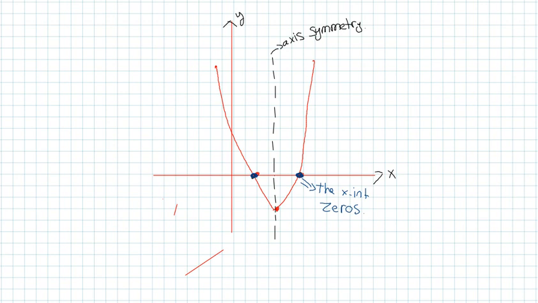A parabola can have a maximum of 2 x-intercepts. You can't have more than 2 x-intercepts. But we also have some situations where we have only 1 x-intercept. We also have some situations where we have no x-intercepts. So you can have these 3 different scenarios: 2 x-intercepts, 1 x-intercept, or no x-intercepts.